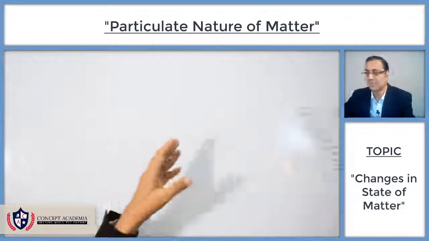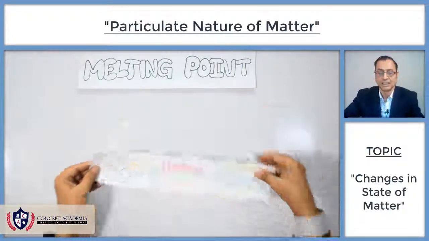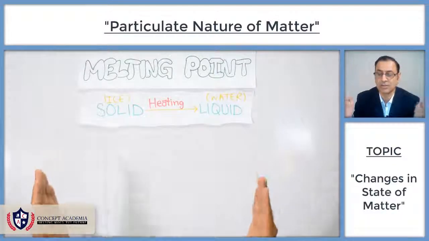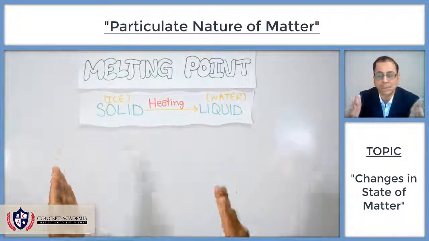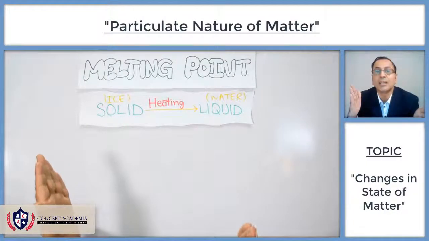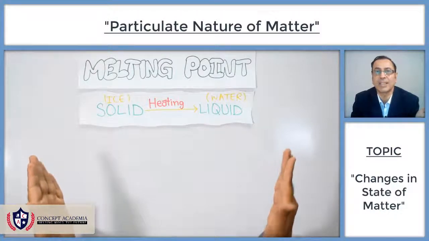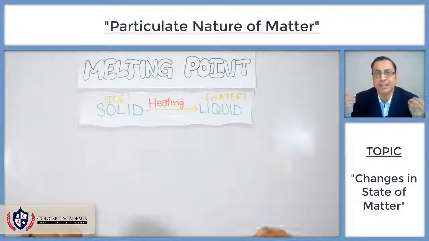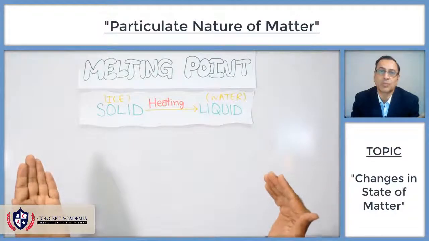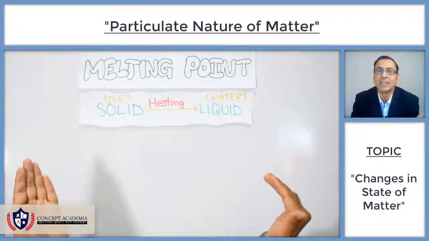So, just to illustrate my point, when we heat a solid, it converts into a liquid. For example, on heating, ice can be converted into liquid water, and that takes place at 0 degrees centigrade, and that temperature at which the ice converts into liquid water is called the melting point.